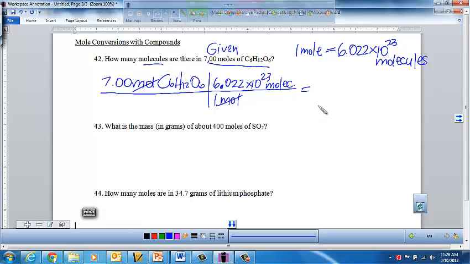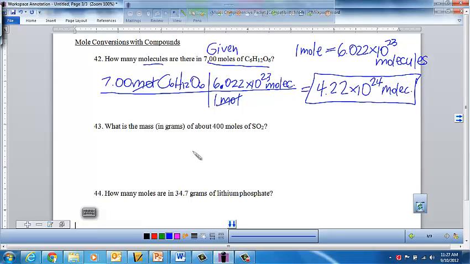And when you multiply this, 7 times 6.022 times 10 to the 23rd is equal to 4.22. That gives me 3 sig figs. Avogadro's number here has 4, but my given only has 3, so I'll keep it at 3 sig figs. And that's times 10 to the 24th molecules. So there's my final answer for that first example.